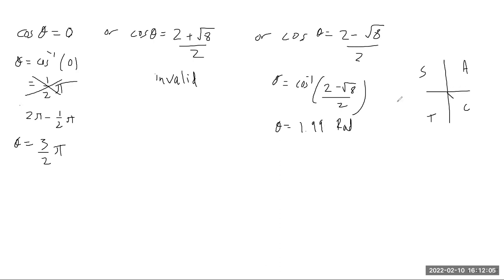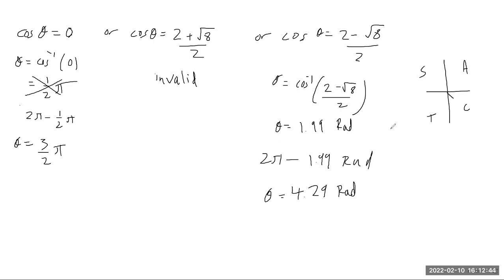So what are you going to do now to get in the right quadrant? Good. 2 pi minus. All right, wonderful. That's good. By 2.9 radians. Very good, Jamie.